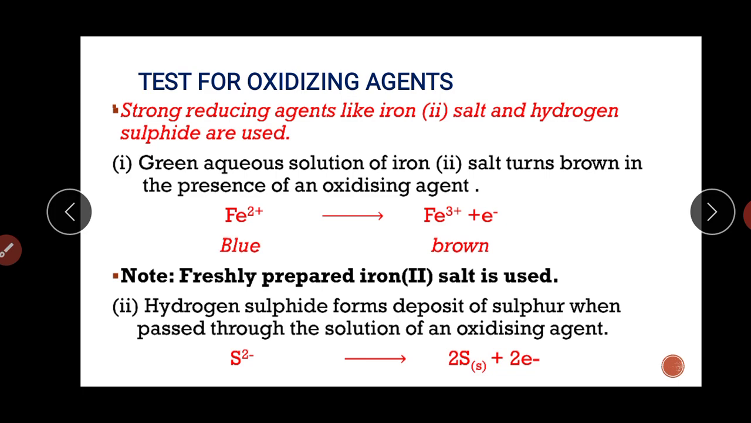And that's exactly what we use to test for the difference between, I think, H2S and sulfur. We'll get to that under our practicals anyway. So these are the two main tests for an oxidizing agent. You test with iron 2: green changes to brown if it's an oxidizing agent. We test with hydrogen sulfide: it leaves a deposit of sulfur if it's an oxidizing agent.